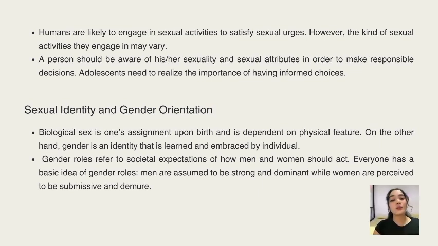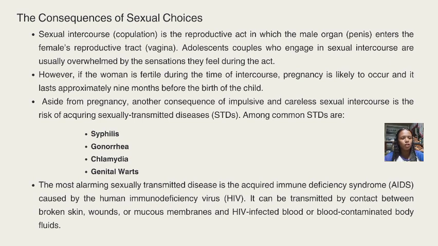So we have biological sex and gender roles. Biological sex is one's assignment upon birth and is dependent on physical features. On the other hand, gender is an identity that is learned and embraced by individuals. Next are gender roles. These refer to societal expectations of how men and women should behave, such as men being perceived as strong and dominant, while women are perceived to be submissive and demure.